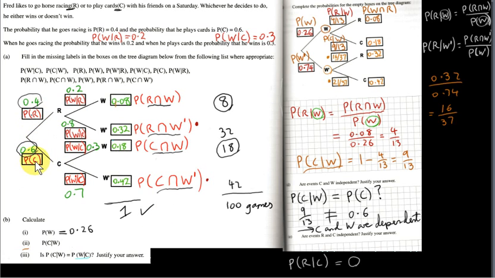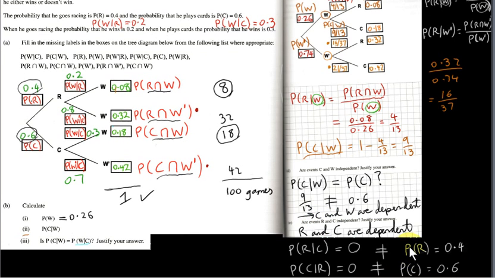So R and C are said to be mutually exclusive events. So if he goes racing, he doesn't play cards, and if he plays cards, he doesn't go to the races. So that's 0 probability. And what about the probability that he plays cards? Well, we know what that is. That's certainly not 0. That's 0.6. So you can see straight away that these are not equal. So that means that R and C are dependent events.